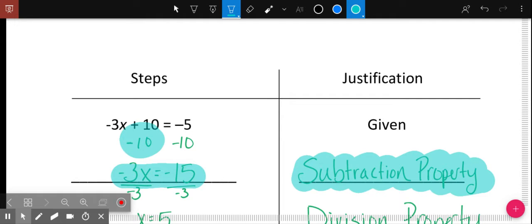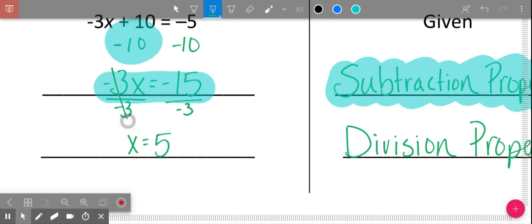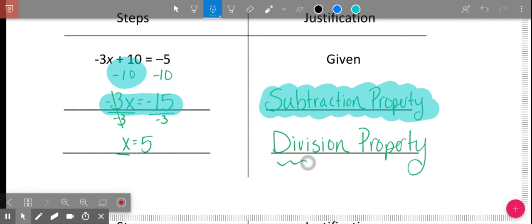Now, the x isn't quite all by itself. It still has that negative 3 there. So we divide out the negative 3. When we do that, the negative 3's will cancel. So those will cancel out. So I'll get x is equal to negative 15 divided by negative 3 gives me a positive 5. And in that step, I was using my division property.